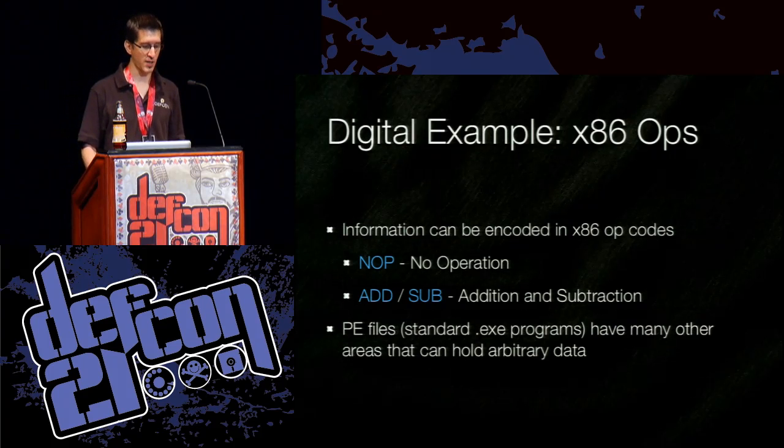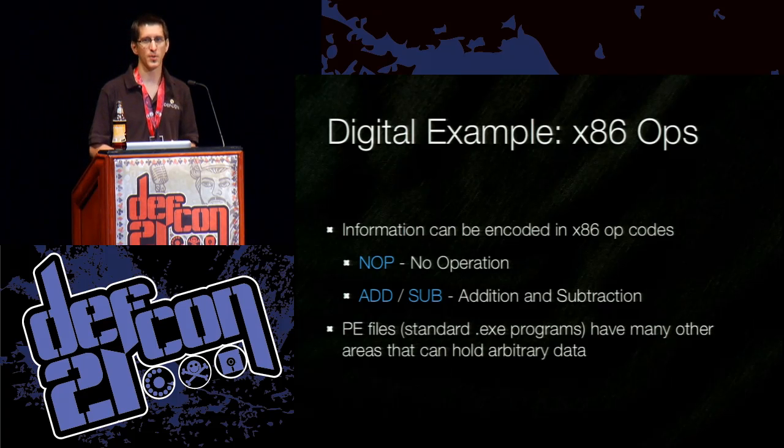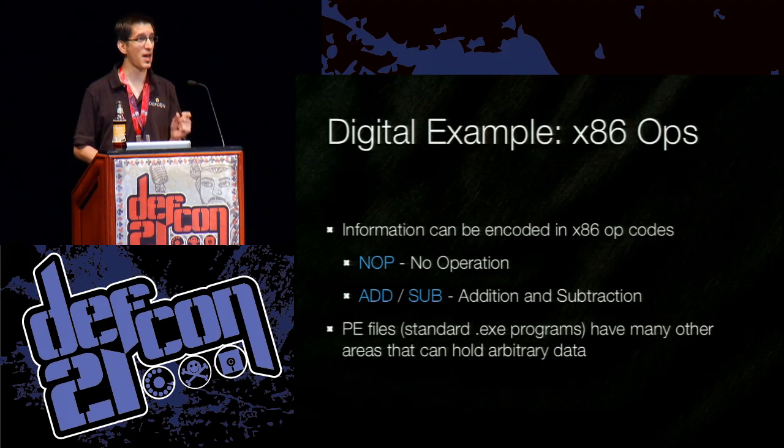Another digital example I'm going to talk about is x86 ops. If you take a portable executable file or an exe file, you can encode information inside of it using operations that don't really have an impact on the program as it's running, such as the NOP code. This is an operation that does nothing. So if you have 3 NOPs, that could mean one thing. If you have 5 NOPs, it means something else.